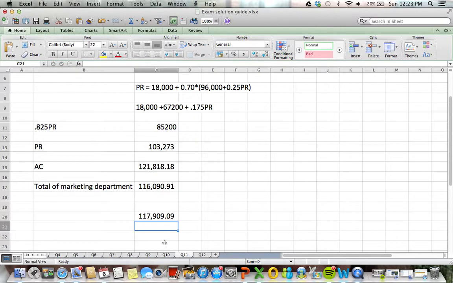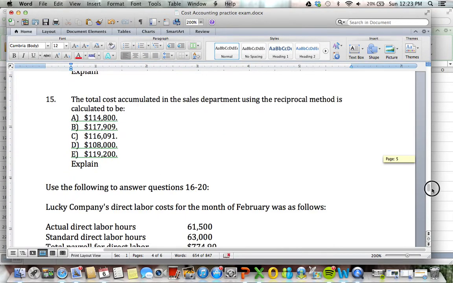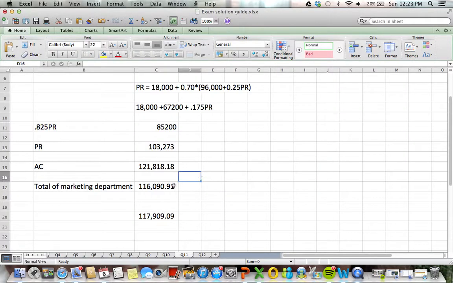So I get 117,909. So the answer here is going to be B, I believe. Let's see. The answer is going to be B. Yes, 117,909. But the idea is, I want to go over one more time.